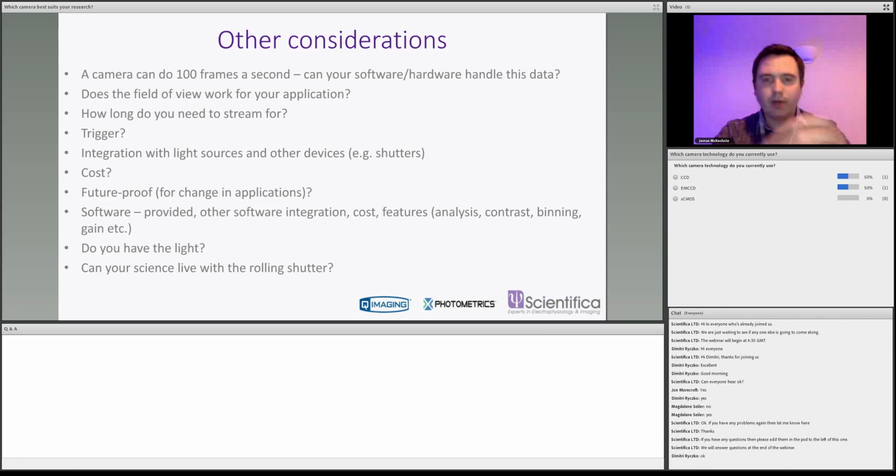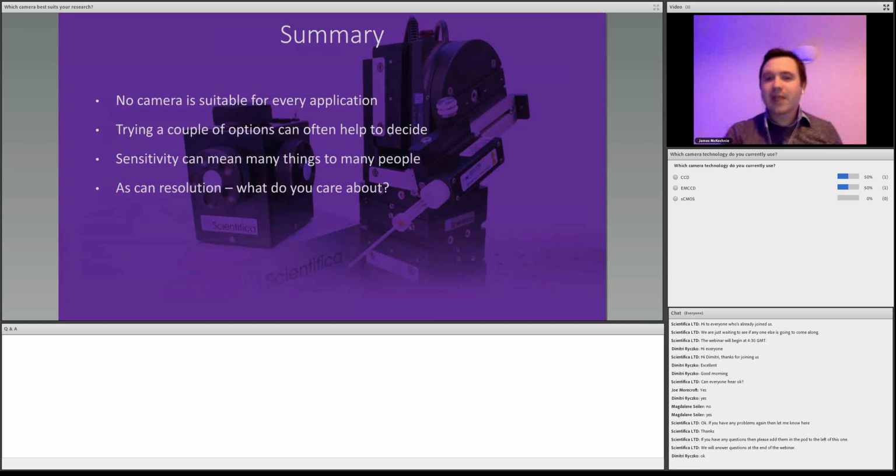I realize I'm running reasonably over here, so I'll keep this going. In summary, the point to note is that no camera is suitable for every application. Trying a couple of options is often helpful, but the biggest thing is normally to understand exactly where you're willing to make those compromises. Is it that you need a high sensitivity camera because you want to expose for a shorter period of time, or you want to go quicker? What is it that matters to you?